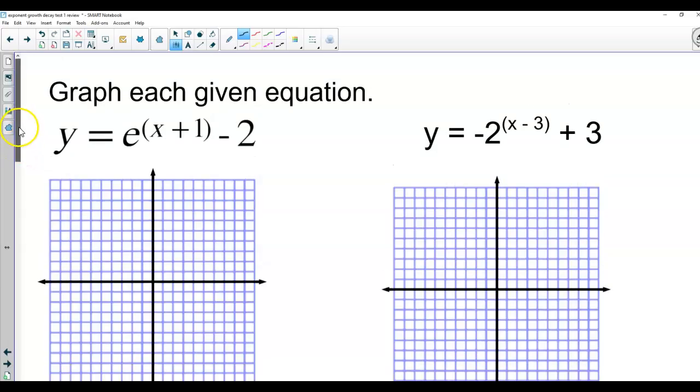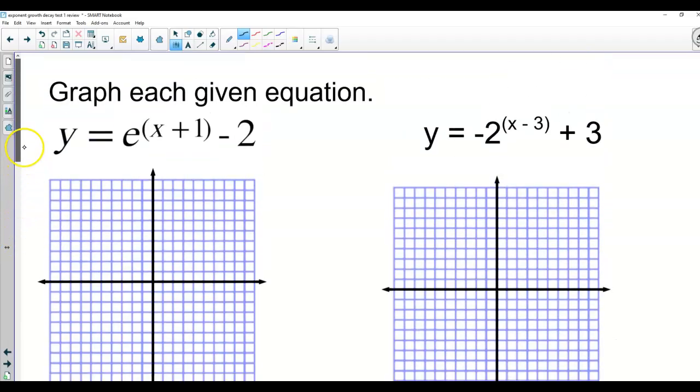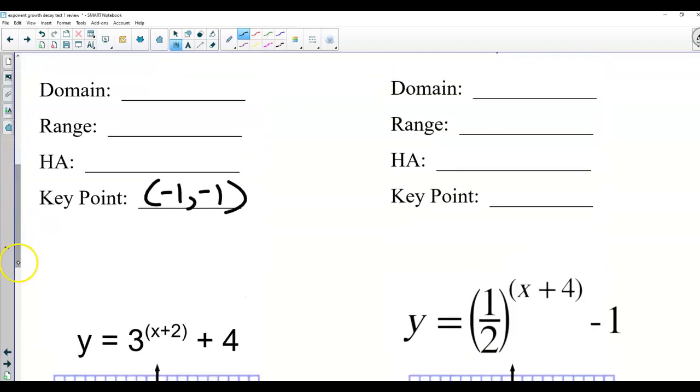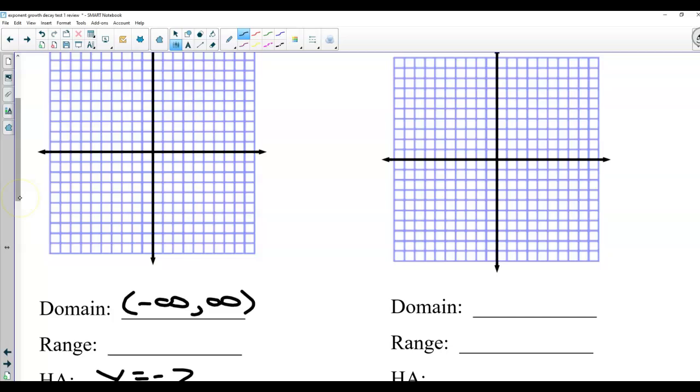I'm going to start on my key point. If I plug -1 in for x, e to the 0 is 1 minus 2. -1, -1. My asymptote, y equals -2. My range I'll get to, my domain is going to be -infinity to infinity. When I graph that key point, it's -1, -1, with an asymptote at y equals -2.